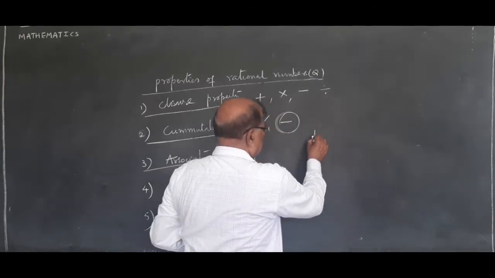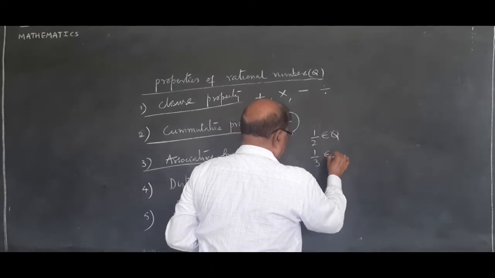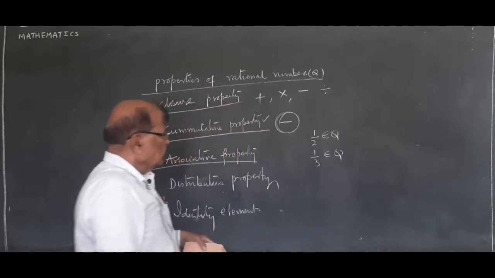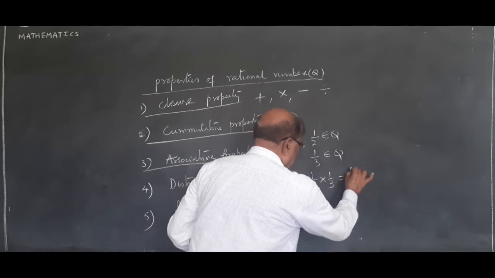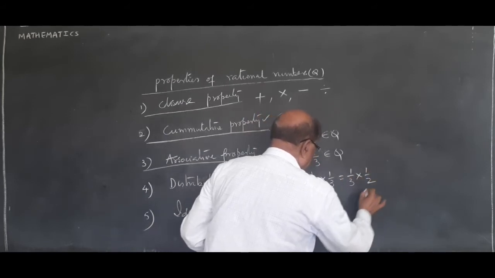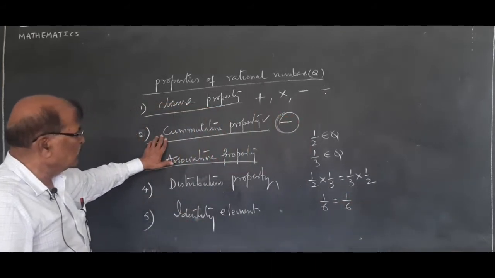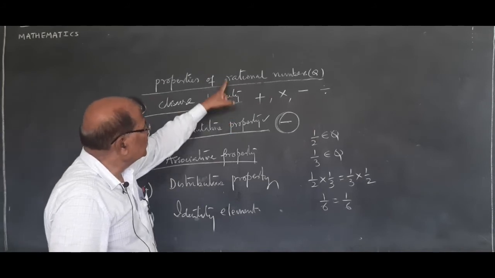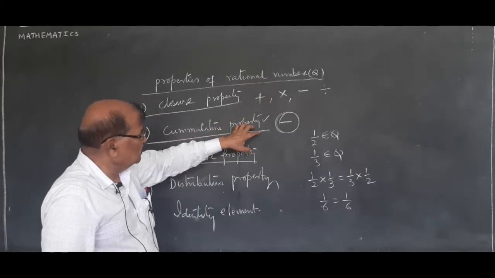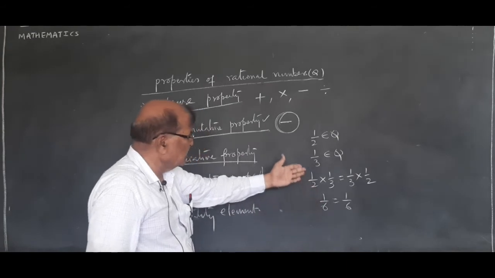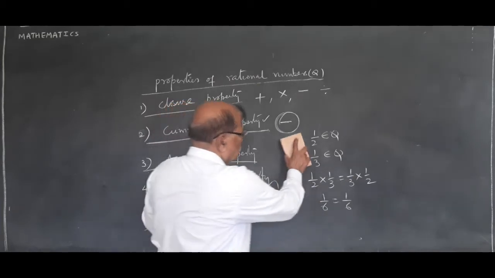Multiplication. 1 by 2 belongs to Q and 1 by 3 belongs to Q. So 1 by 2 into 1 by 3 is equal to 1 by 3 into 1 by 2. So this is 1 by 6 is equal to 1 by 6. So commutative property holds good in set of rational numbers. What is the operation? In multiplication, commutative property of rational numbers holds good. So let us take division.